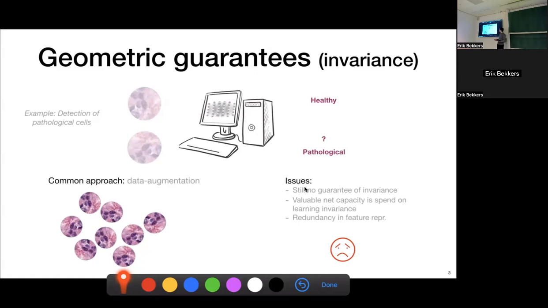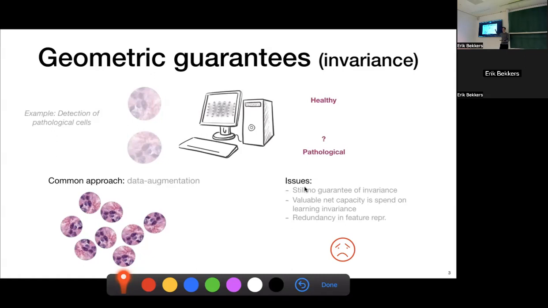Another thing is that a lot of valuable network capacity is lost on learning these invariances. You want this neural network to learn patterns, like, hey, is this healthy or pathological? Those are the important tasks that need to be performed. But now it also needs to learn invariance to these transformations.